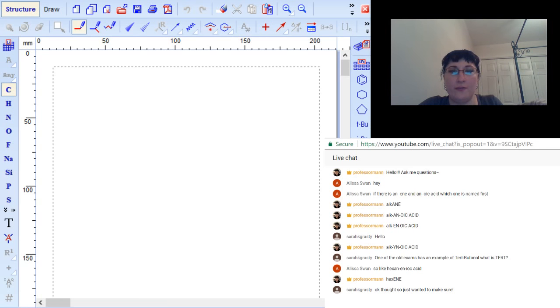So you could have like hex-2-ene-oic acid. Like that could be a molecule. So you're taking out the A and E, right? You're taking out the A and E and replacing it with E and E. And then if you have to add a suffix after that, like an OL or an AL or oic acid or whatever, you just take the E off. You just keep that pattern. Just keep the E off.